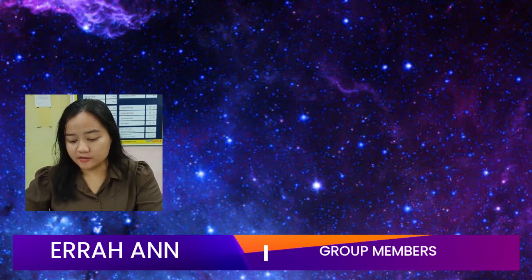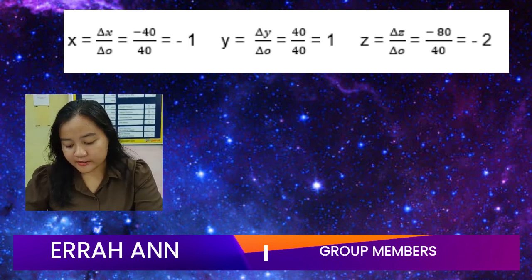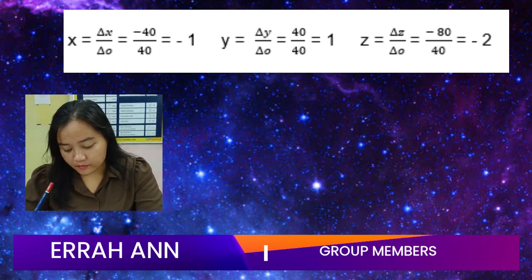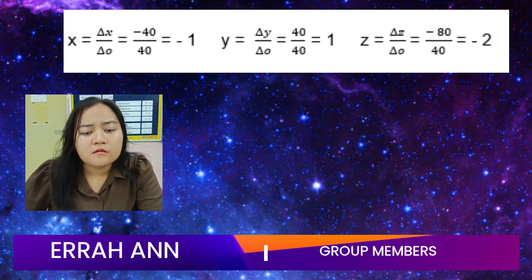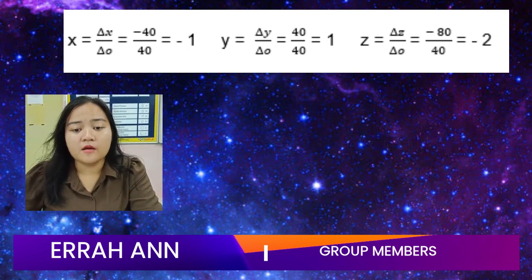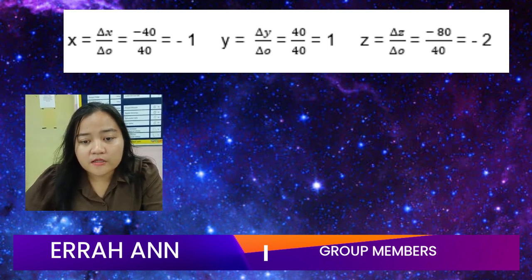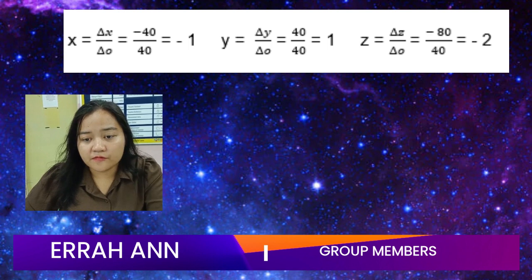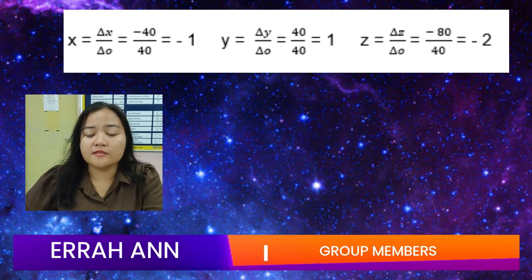After we get all the answers, we need to find the final answer, that is x, y, and z. To get the answer for x, we need to divide delta x by delta 0. Delta x equals negative 40 divided by delta 0, that is 40, equals negative 1. For y, we divide 40 by 40, and the answer is 1. And for z, we divide delta z, negative 80, by 40, and the answer is negative 2.